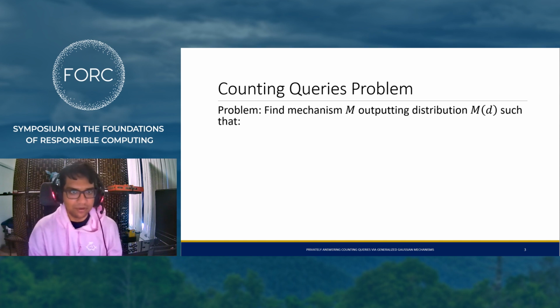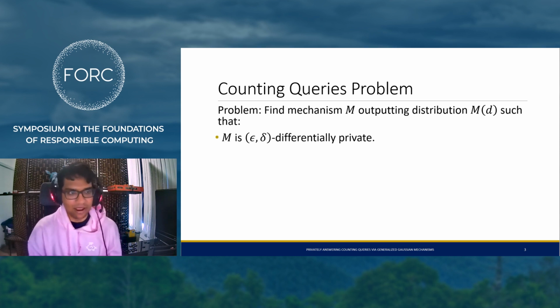So in the counting queries problem, we're given a vector D, which represents some statistics about a database containing users' private data. And our goal is to find a mechanism M that outputs a noisy copy of the vector D. We'll denote the distribution of noisy vectors output by the mechanism by M(D). And our goal is for this noisy distribution to balance the goals of privacy and utility.